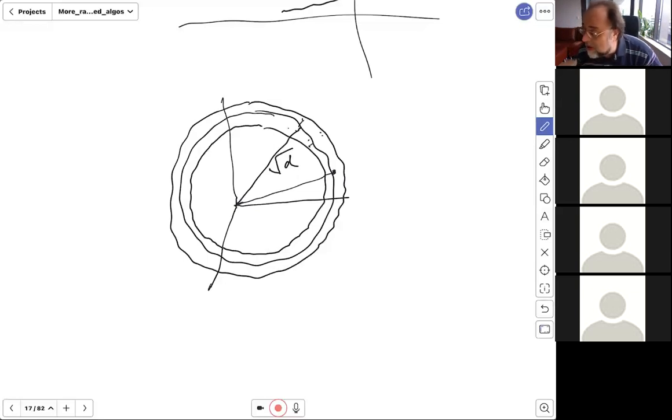Beta cannot be 0, that's correct. Beta cannot be 0.